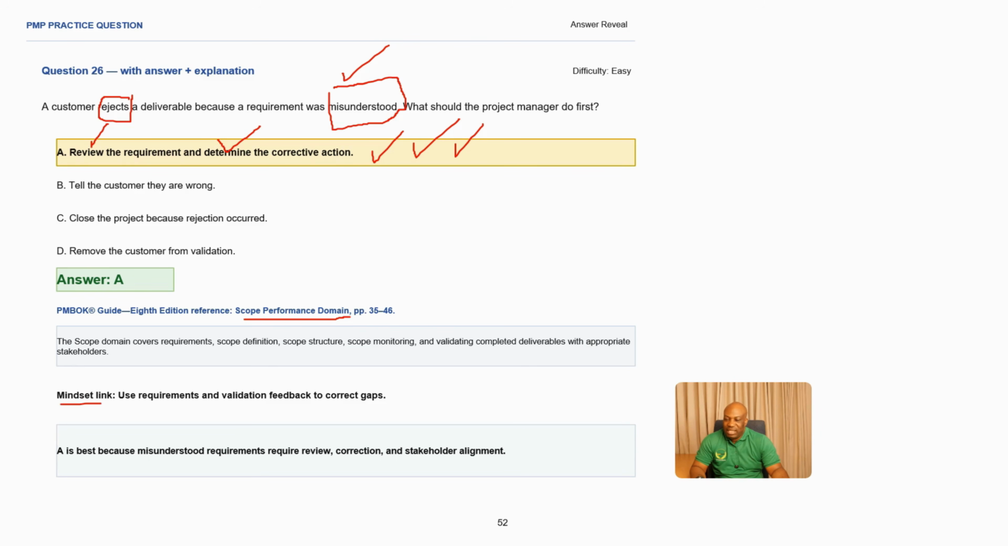Then what is our mindset? The mindset that we used here, or the best mindset for this scenario, is to use the requirements and the validation feedback to correct gaps. This is very important. When you give a customer a deliverable, they go through the acceptance criteria. They can give you feedback. Use that feedback to improve in the next cycle. So the best answer is A, because misunderstood requirements require review. You need to understand why they were misunderstood. They also require correction, and it must be aligned with the stakeholder, making A the best answer.